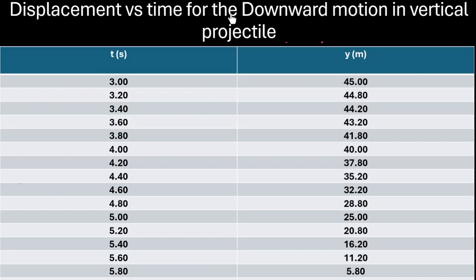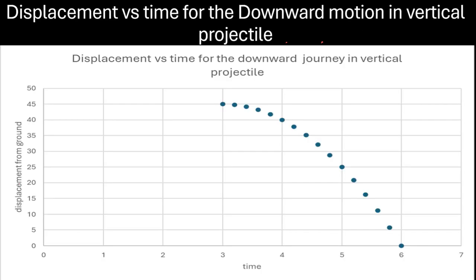Now, if we plot the displacement-time graph for the downward motion, we get a graph which explains the process of descent. So the ball was launched up here, it reaches 45 meter, and now the same ball retraces its path and comes down to its original position, right? So the descent.